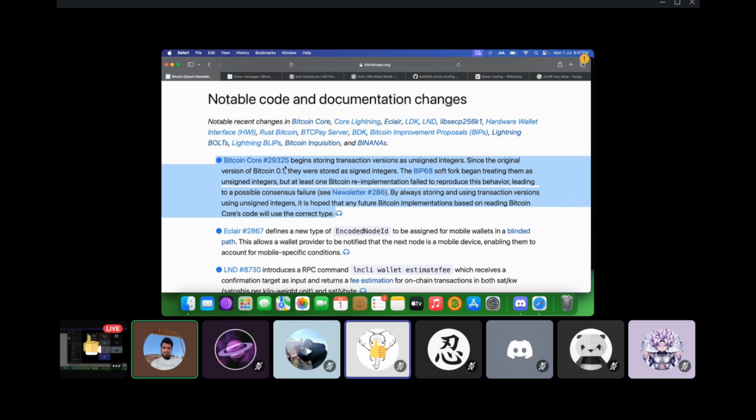So Bitcoin Core PR number 29325 begins storing transaction versions as unsigned integers. Since the original version of Bitcoin 0.1, they were stored as signed integers. The BIP68 soft fork began treating them as unsigned integers, but at least one Bitcoin reimplementation failed to reproduce this behavior, leading to a possible consensus failure. See newsletter number 286. By always storing and using transaction versions as unsigned integers, it is hoped that any future Bitcoin implementation based on reading Bitcoin Core's code will use the correct type.